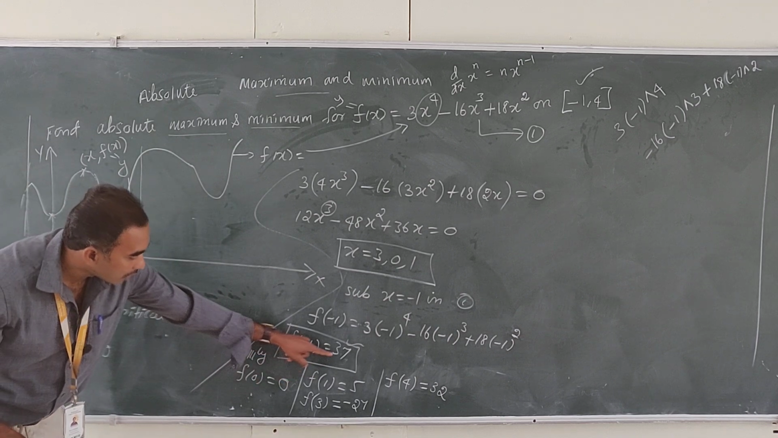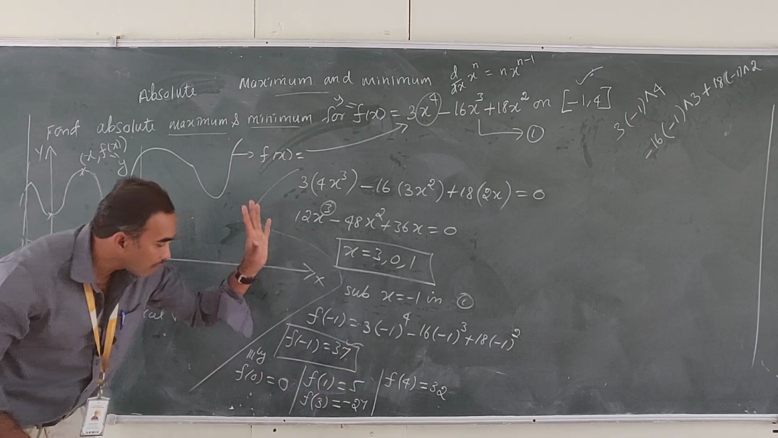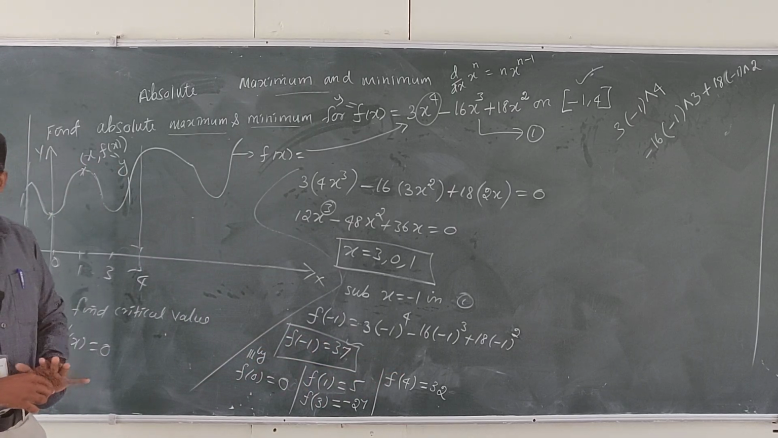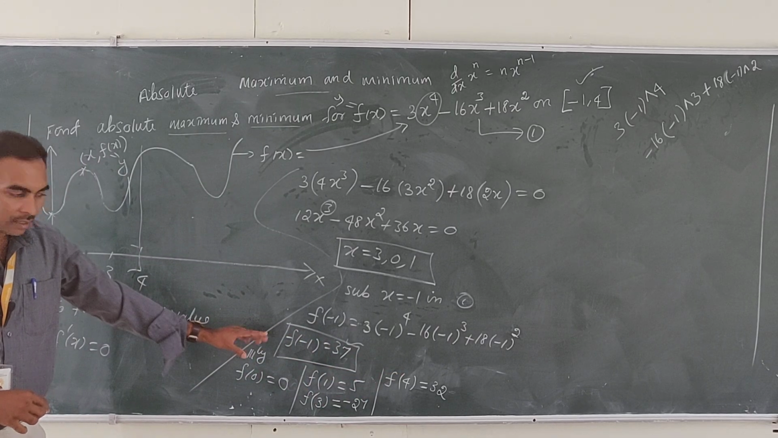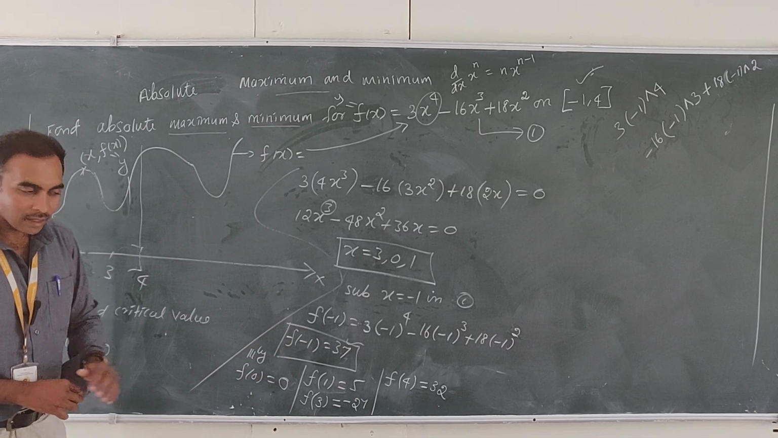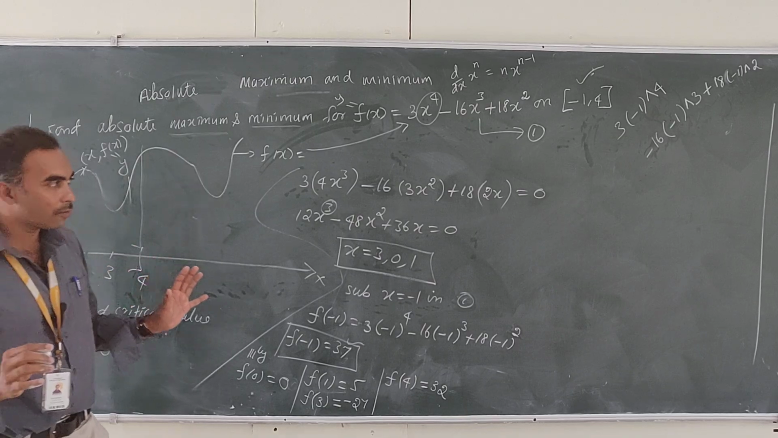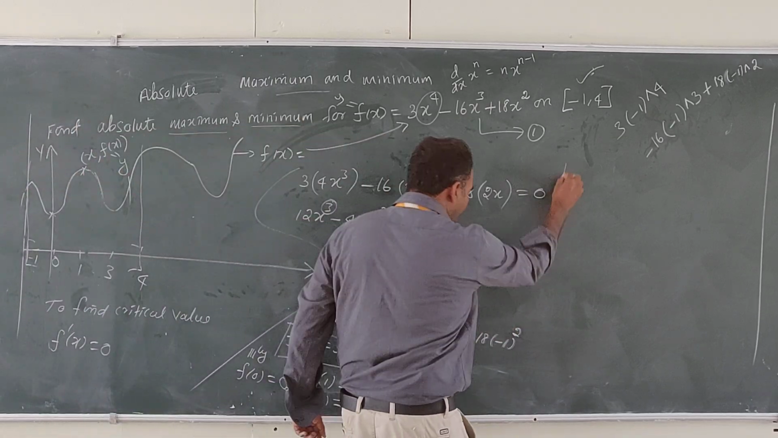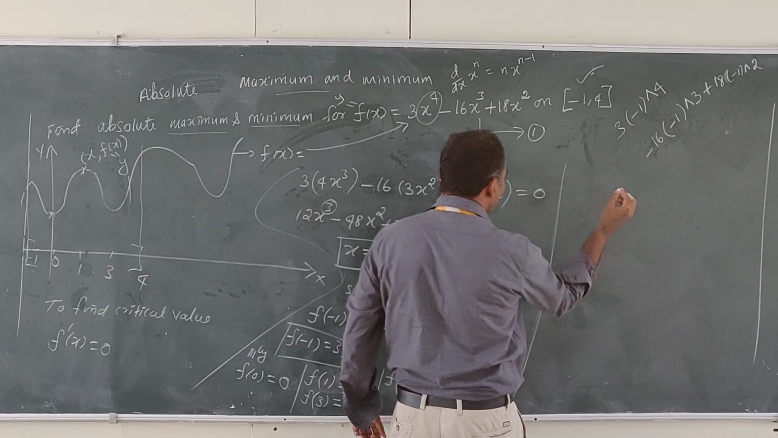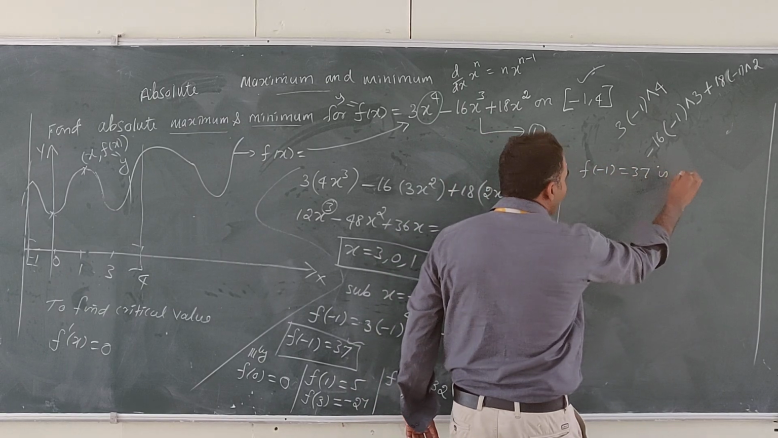அப்சல்யூட் மேக்ஸிமம் மினிமம். கரெக்ட்டா? இத பாருங்க. இங்க எத்தனை வேல்யூஸ் இருக்கு? 37, 0, 5, -27, 32. இதுல எது மேக்ஸிமம்? இதுல வேல்யூஸ் இருக்குல, எது மேக்ஸிமம் இருக்கு? 37 is the maximum. So maximum value is 37. F of -1 equal to 37 is maximum.